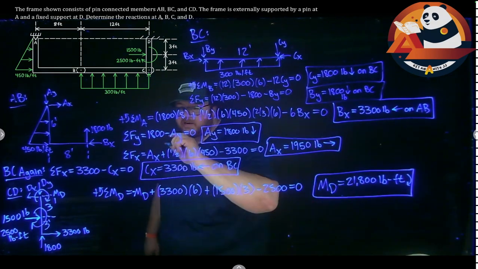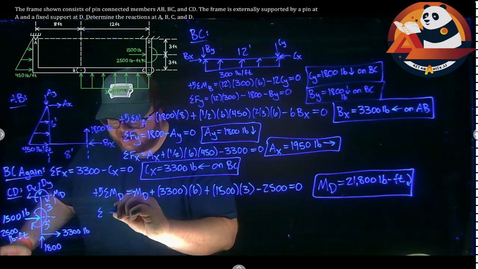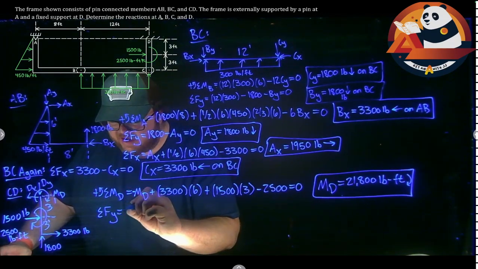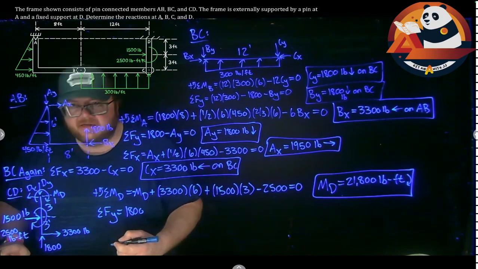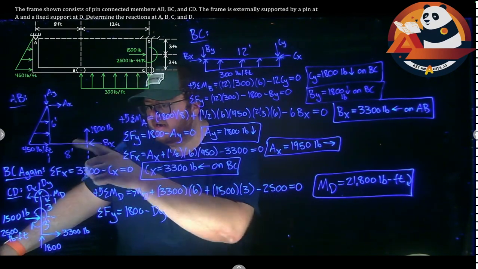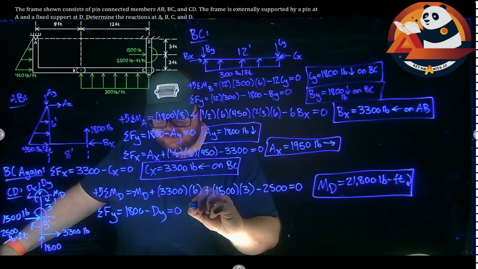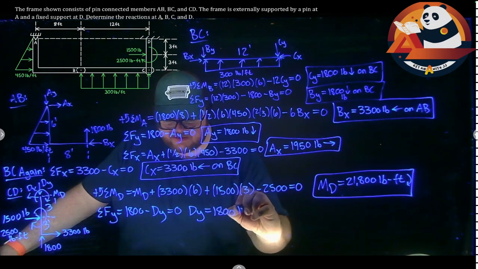And then I can go on and do forces in the X, forces in the Y. We're actually going to do Y first. Forces in the Y should be 1,800 coming up from CY, minus DY, I guess went down, gets me to 0. DY is also 1,800 pounds.